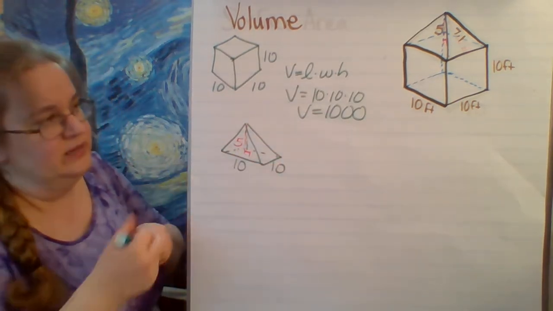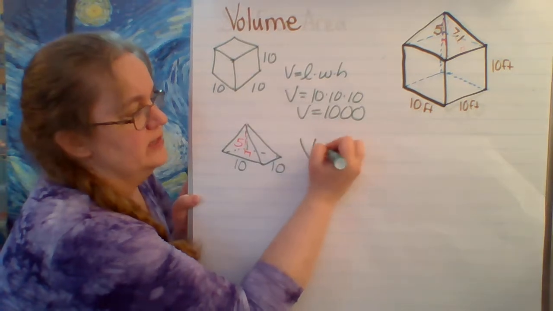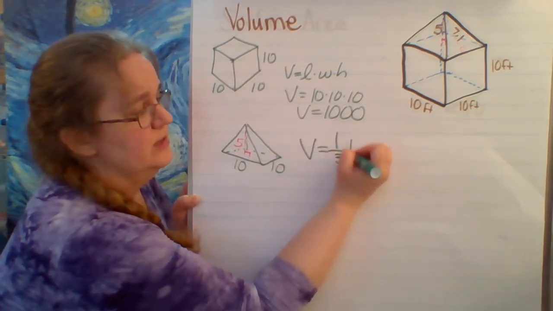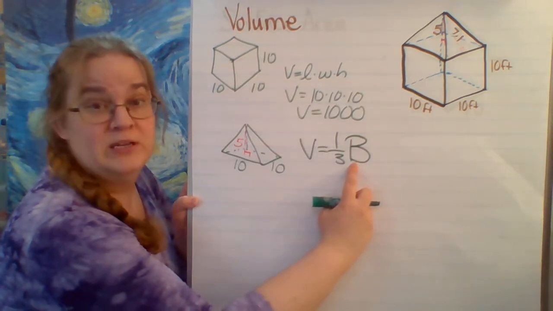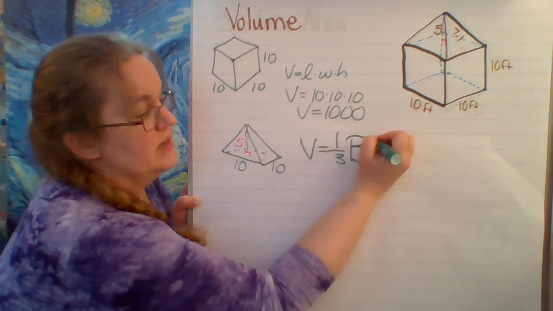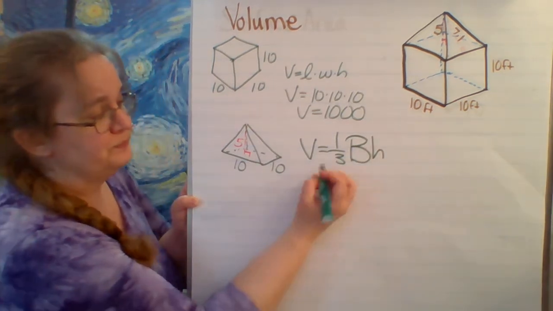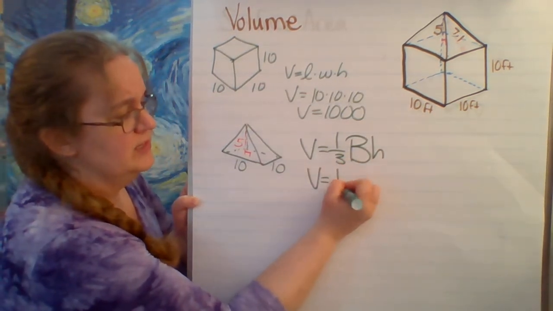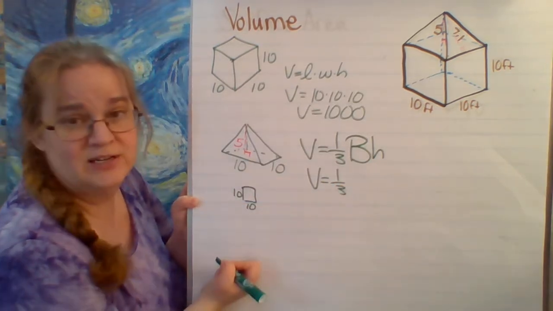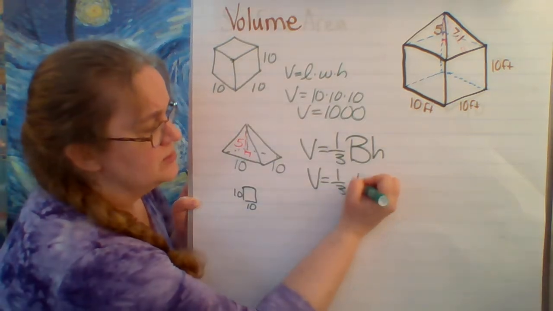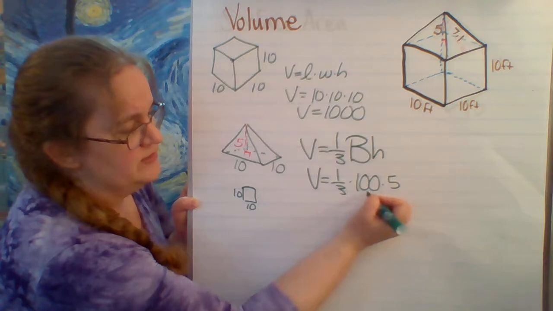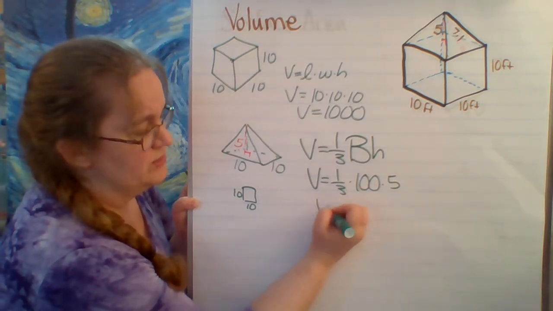And the volume for a pyramid is going to be 1/3 the area of the base. Remember, big B means an area and not just a number, times the height of the pyramid. So the area of the base is going to be a square that's 10 by 10. So 10 times 10 is 100. So times 100 times the height is 5. So 5 times 100 is 500 times 1/3.